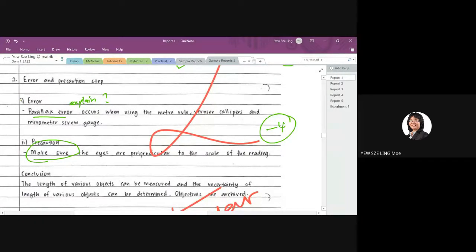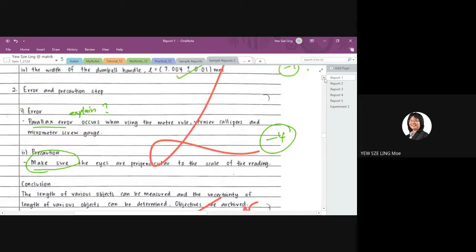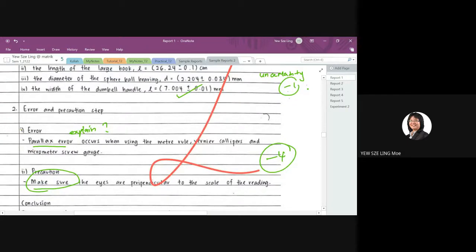That's why I say minimum you need to give me 2 errors, 2 precautions. Maximum I can accept up to 3 each. 3 errors, 3 precautions, then I will mark the 2 correct answers. In case 1 is wrong, I will ignore that 1 and take the 2 correct answers. So you see, discussion is altogether 6 marks. These students only got 1 mark in the discussion. 5 marks gone because of incomplete discussion.